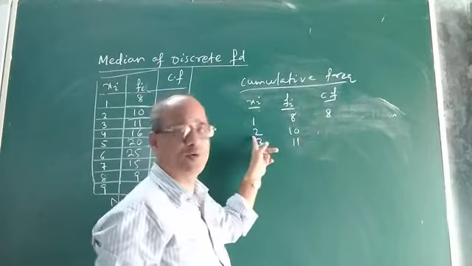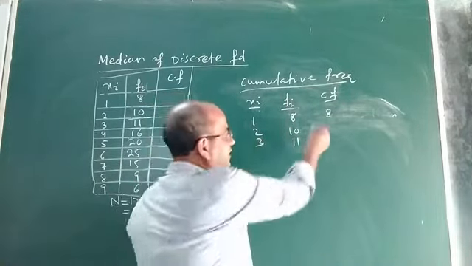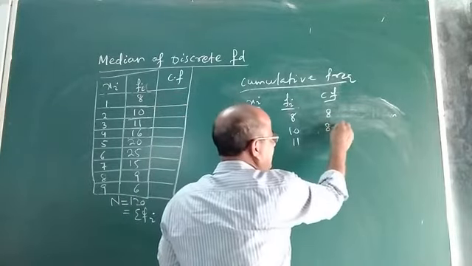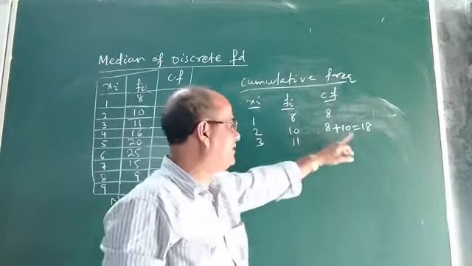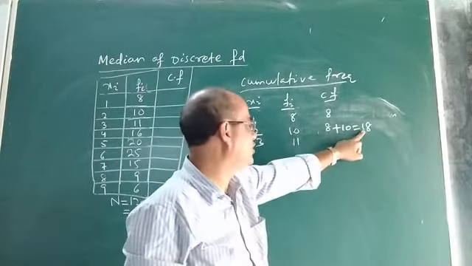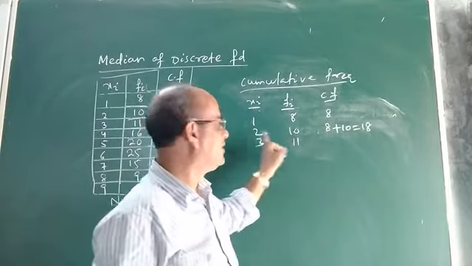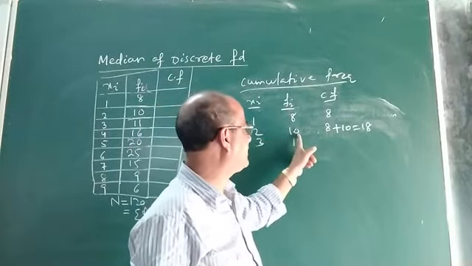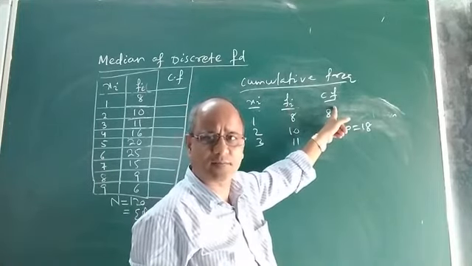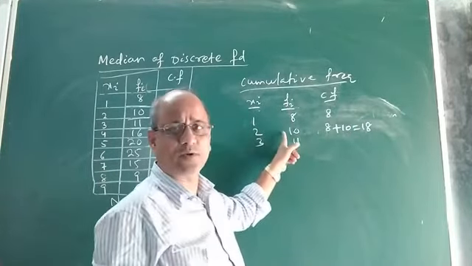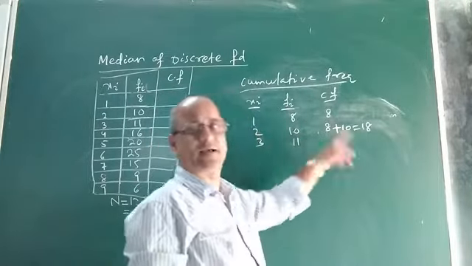Then what will be the cumulative frequency of the next observation, 2? How to get it? You add 8 and 10, you see. 8 plus 10 will be 18. That means this 18 will be the cumulative frequency of 2. And how did you get the cumulative frequency of 2? You added this frequency to the cumulative frequency. You see, the cumulative frequency of the first observation, when added to the frequency of the second observation, will give you the cumulative frequency of the second observation.